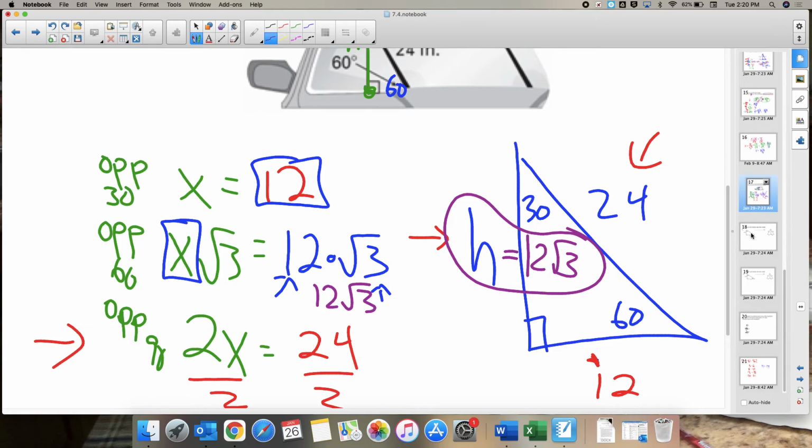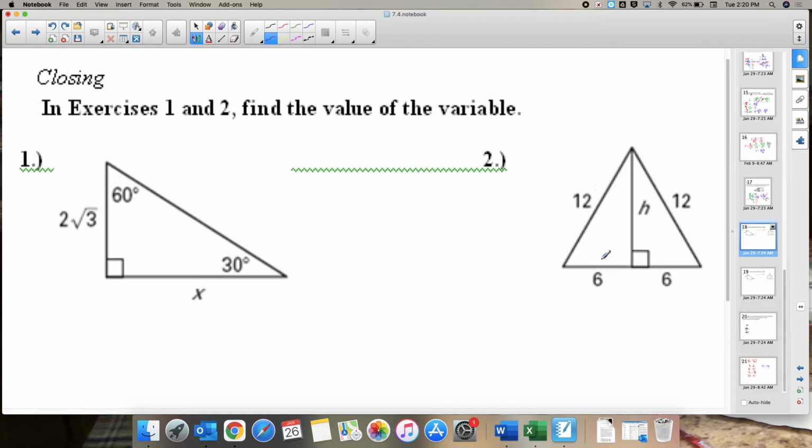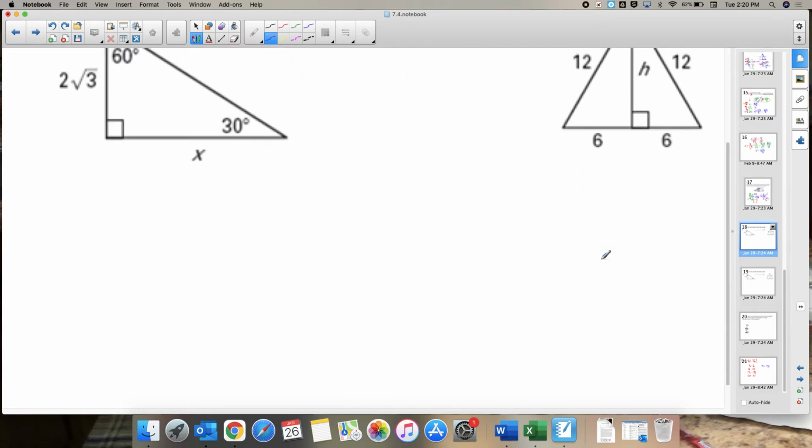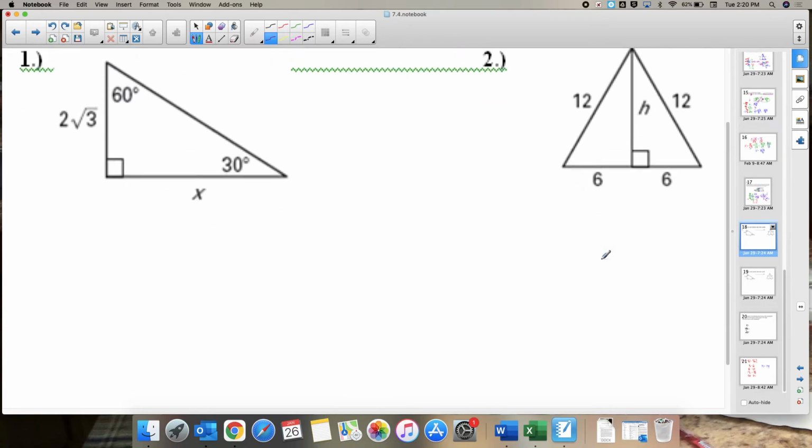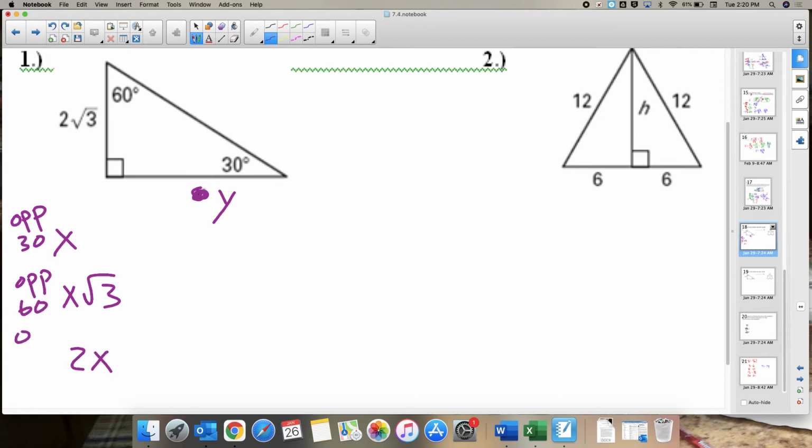All right, 3 problems left. Take a look at the first one. First thing, once again, to do, we need to realize, I have the x there. We're going to get rid of it. We'll make it y in this case. Do we have our x, which is opposite of 30? Do we have our x square root of 3, which would have been opposite of 60? Do we have our 2x, which would have been opposite of 90?